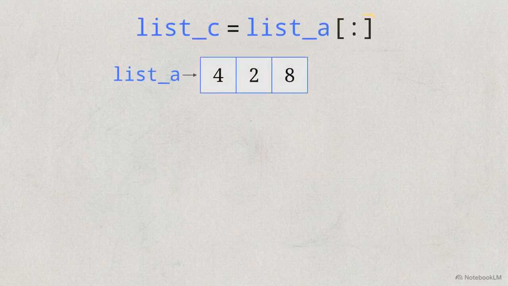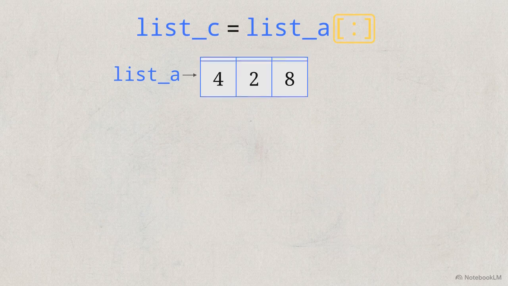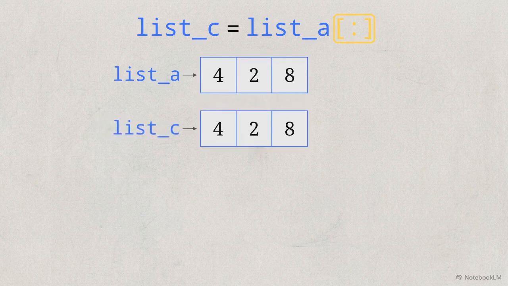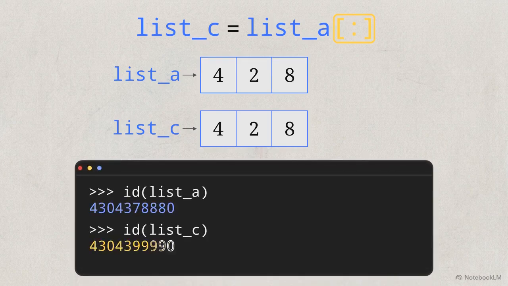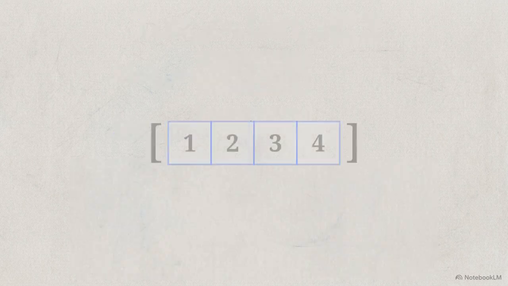To create a duplicate that you can safely modify, use the slice operator. By assigning a variable to a list with open slice brackets, we force Python to create a true, independent copy in memory. When we run the ID function now, we get two separate addresses. This memory management remains a factor as data structures scale.